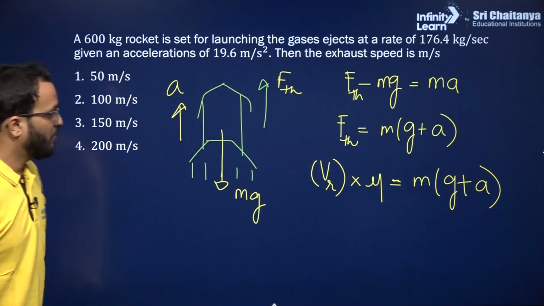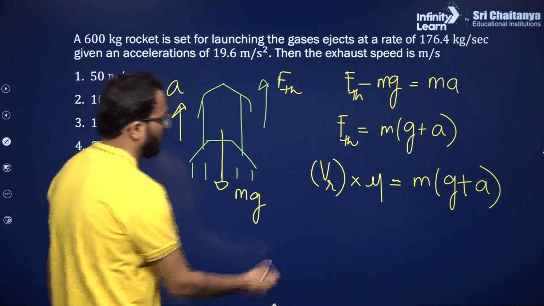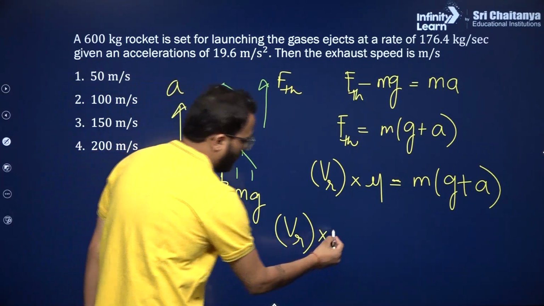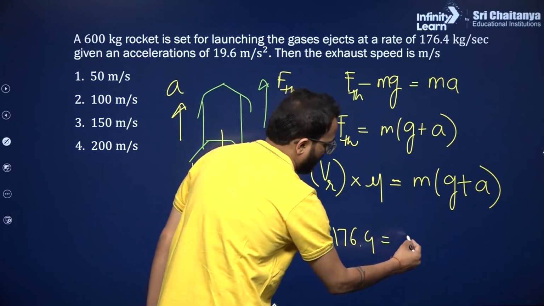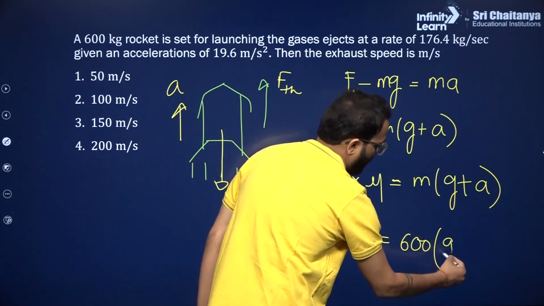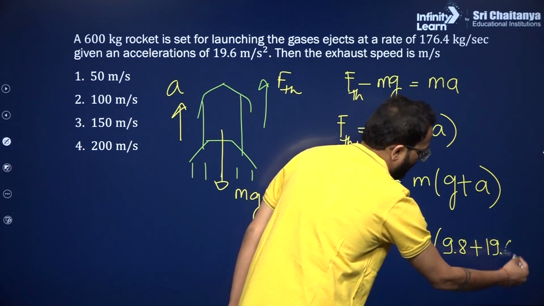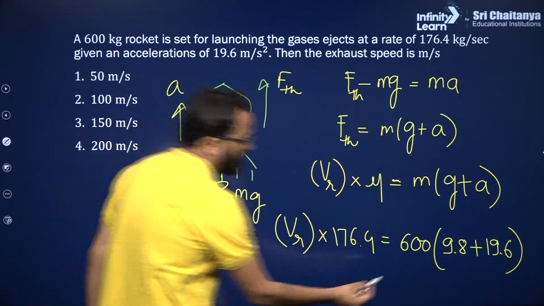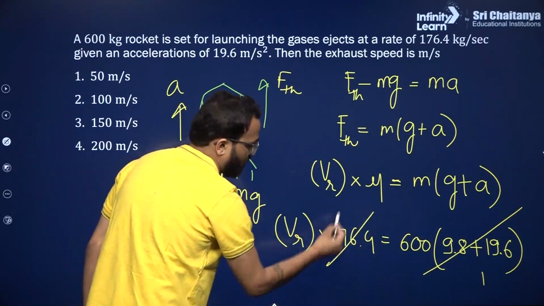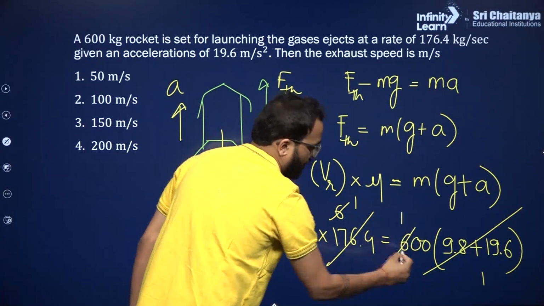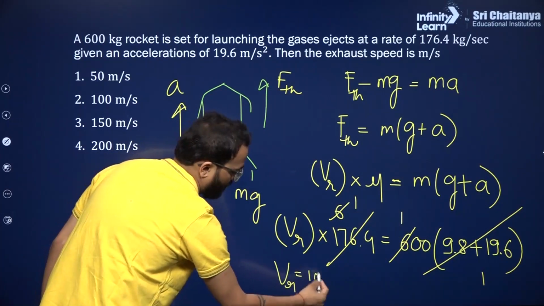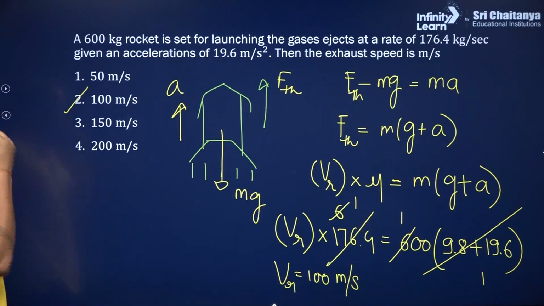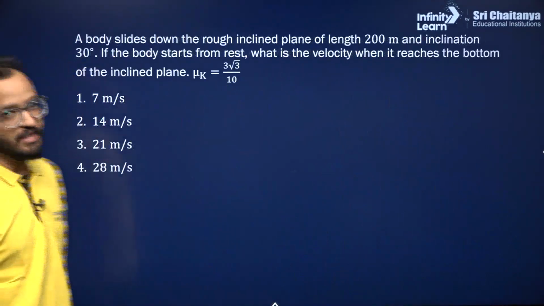I guess every information is available here. Let's put the values and get our answer. So we need to find out what is mu. Mu is given to us, 176.4. So 176.4 equals 600 into 9.8 plus 19.6. So this will become 29.4. Now 29.4 ones are 29.4, sixes are 6, ones are 600s. So this comes out to be 100 meter per second, and I guess the second option is correct. Is this okay? So this is a very simple logic in this question. Okay, so let's take a look into this question now.